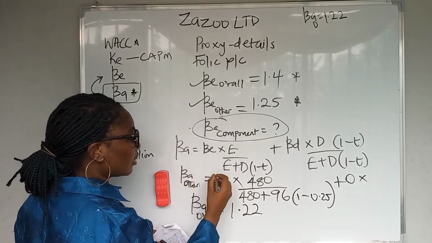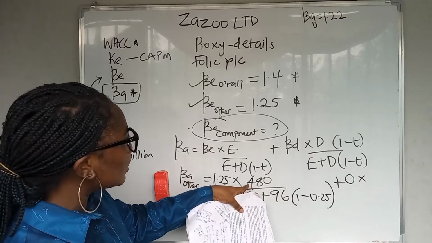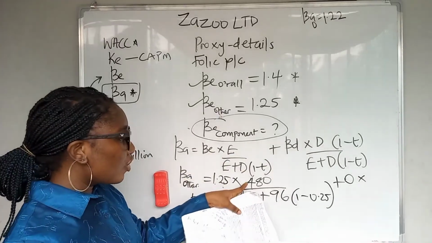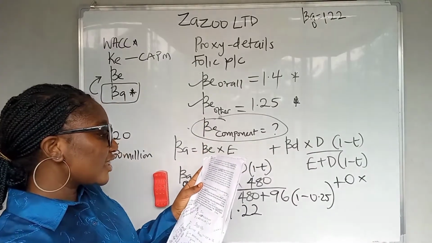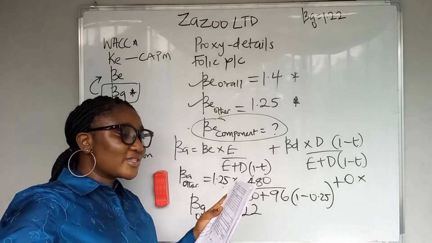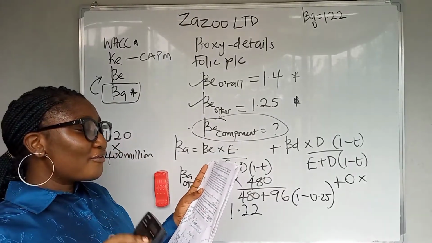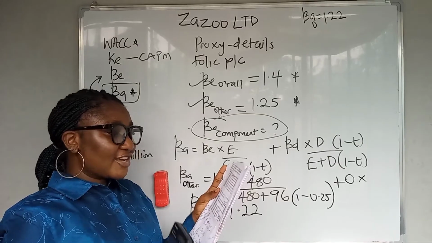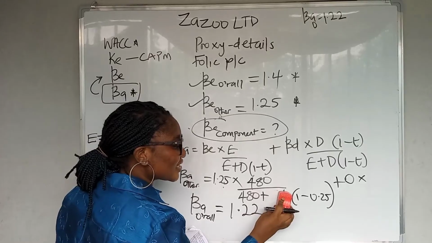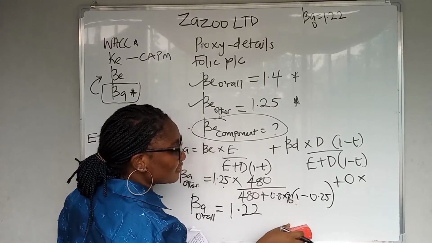So you put that there, 1.25 times, now what is the equity value of the other aspect? This is the equity of the whole company. Now they said here that it is assumed that 80% of Folix PLC debt finance is attributed to other activities. Debt finance. So it's only 80% here, not the whole 96. So 0.8 times 96.